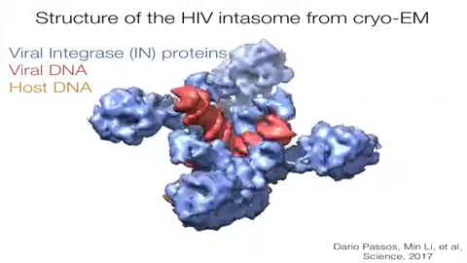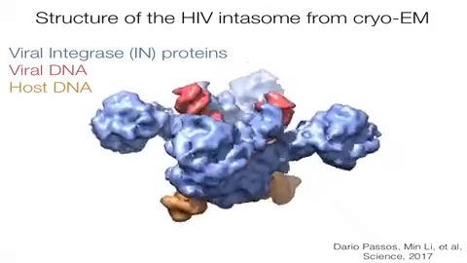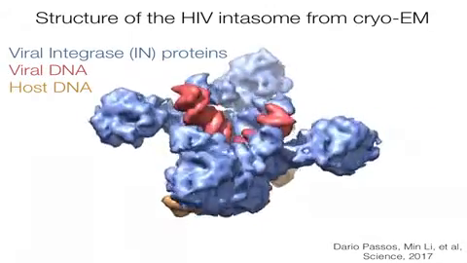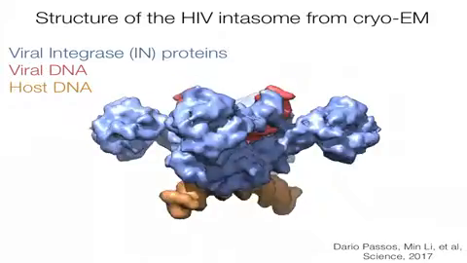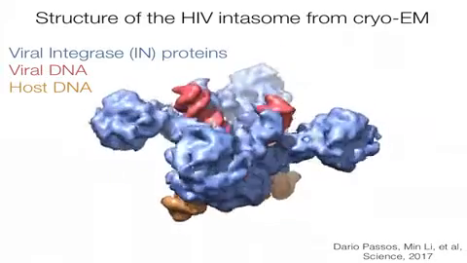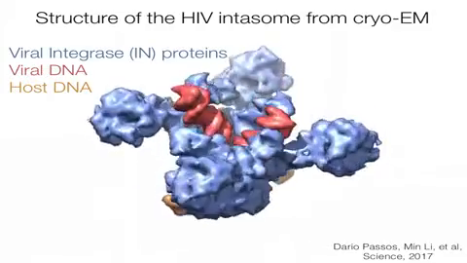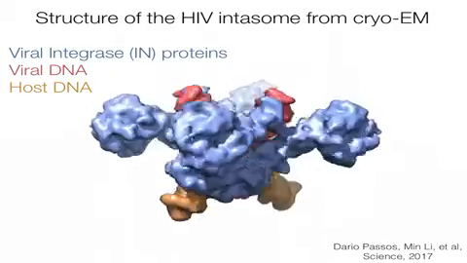A number of years ago, we described the structure of the HIV strand transfer complex intasome. It's shown here. The lentiviral intasome is a large nucleoprotein assembly composed of viral integrase and nucleic acid. In the STC intasome, we see 2 DNAs. First, there's the viral DNA. That's in red. There are 2 copies of viral DNA. These represent the 2 ends of the viral genome.